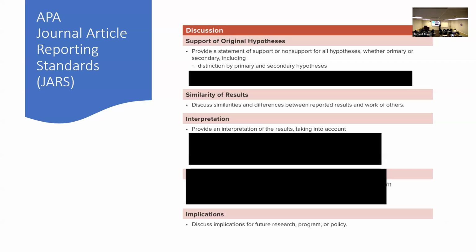Interpretation: provide an interpretation of the results. I'll add some details about what that means. And then implications: discuss implications for future research programs or policy. The JARS actually gives you 7 different things you can talk about here, and I'll list those. I'm going to tell you to maybe talk about 2. Don't do all 7, that would be a lot, but 2 is probably a good number. Or 3 if you really want.